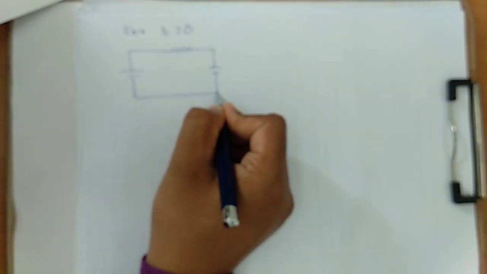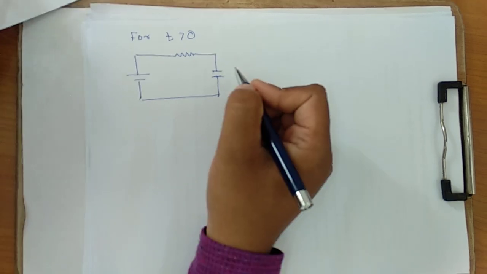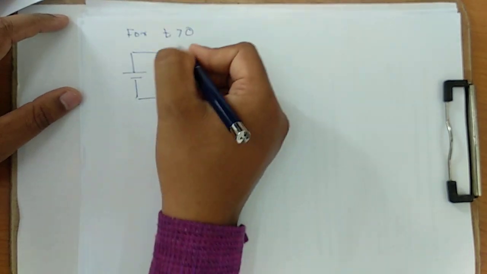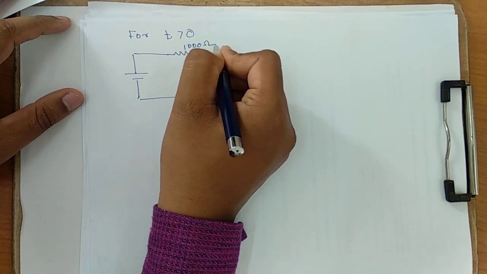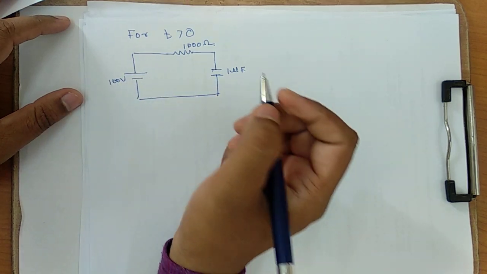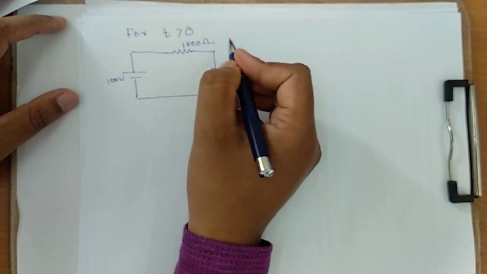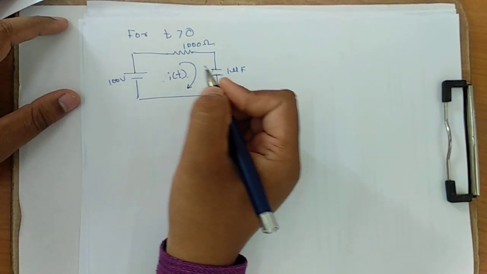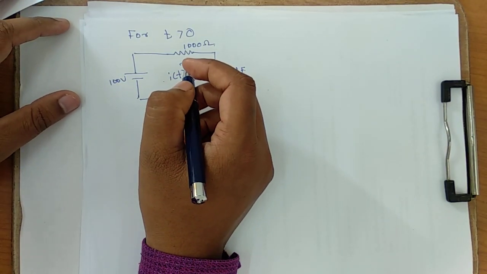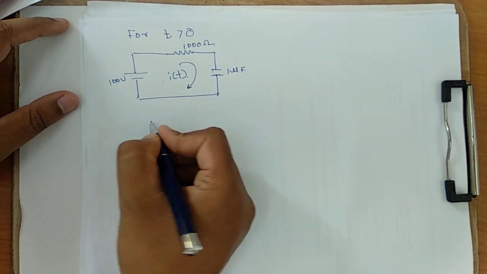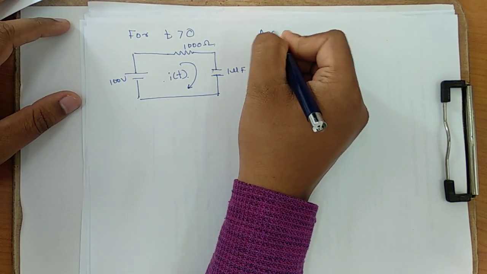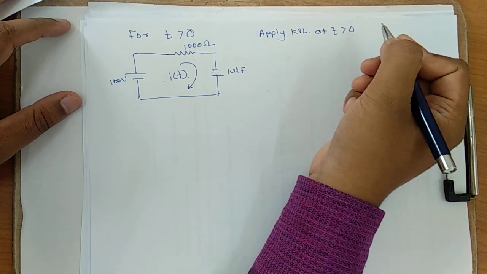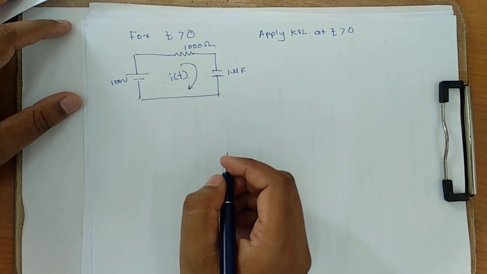This voltage across the capacitor will be created, and the value of the capacitor is 1 microfarad. So 1000 ohm, and this is 100 volt. Okay, so this is the circuit when t is greater than 0. Now it is I of t, where t is greater than 0. So what will happen? We have to apply the KVL at t greater than 0. What will happen when you apply the KVL at t greater than 0?